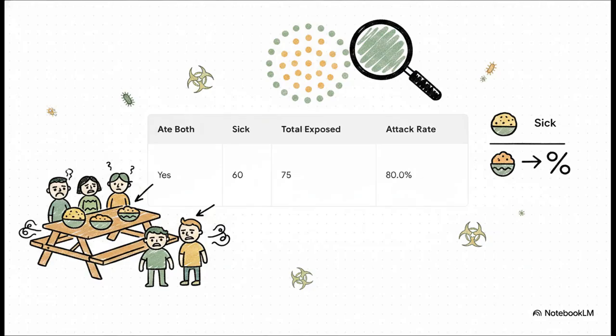And this brilliantly illustrates how it works in the real world. Imagine a church picnic where dozens of people suddenly come down with acute food poisoning. To find the culprit, epidemiologists survey everyone. Let's look at the folks who ate both the egg salad and the tuna.